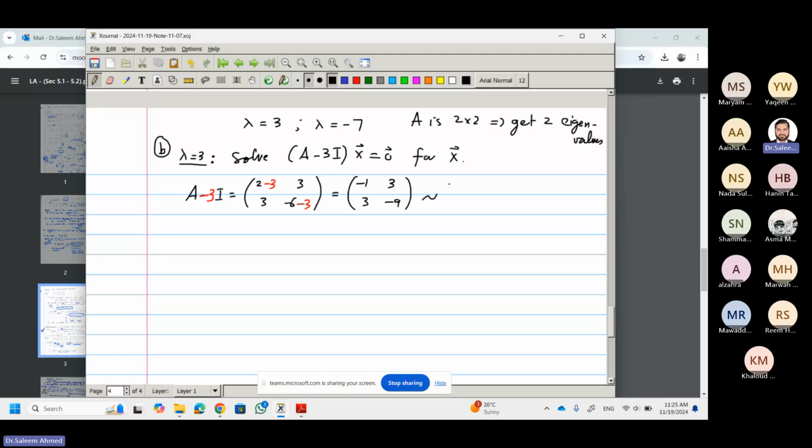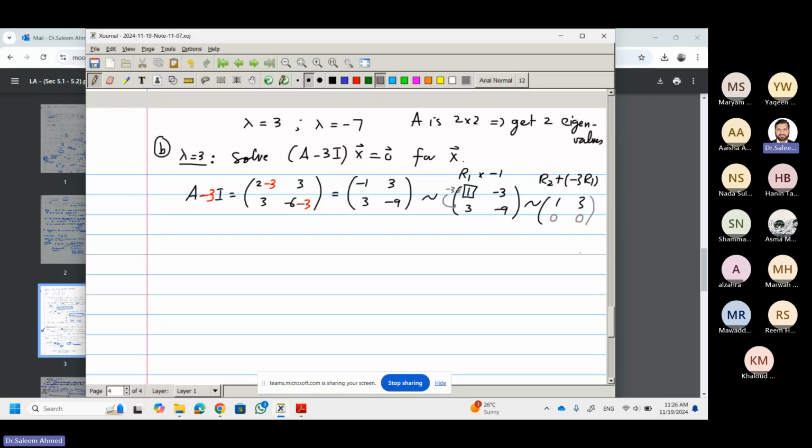Now I can use the row reduction algorithm. So I can multiply R1 with minus 1. It will give me 1, minus 3, 3, 9. And now I can use this 1 to make this 0. So R2 minus 3R1. I multiply this by minus 3 and add here. So minus 3 plus 3 gives me 0. And minus 3 into minus 3 is 9, and 9 plus 9 gives me 0.